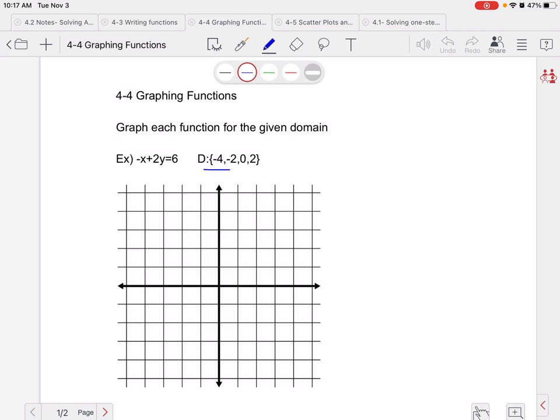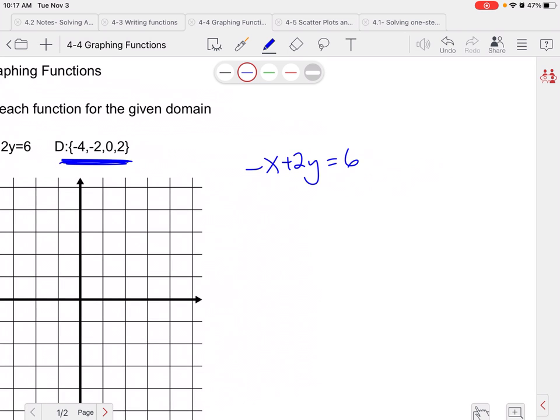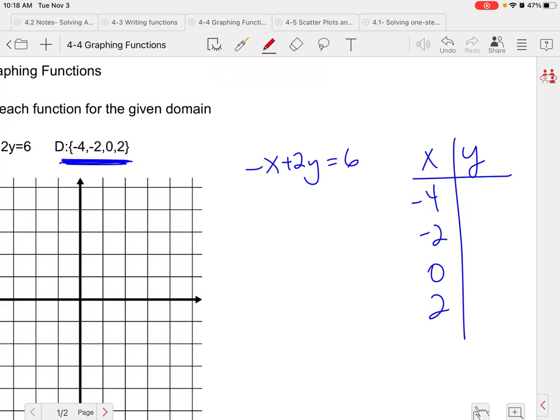So they're just going to give me the x values, because remember domain is the x values, and I'm just going to plot them at those points, okay? So we have negative x plus 2y equals 6, and I'm going to make my t table here, okay? So we have x and y, and I'm going to fill in -4, -2, 0, and 2. And I'm going to plug in for each one of those.